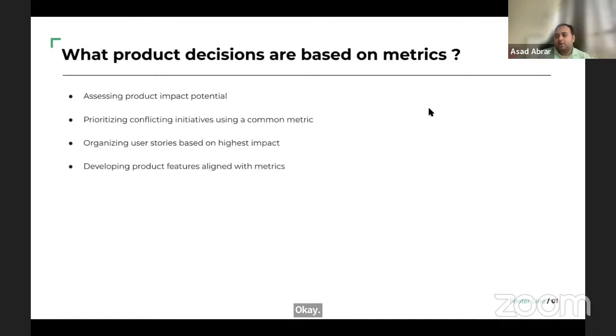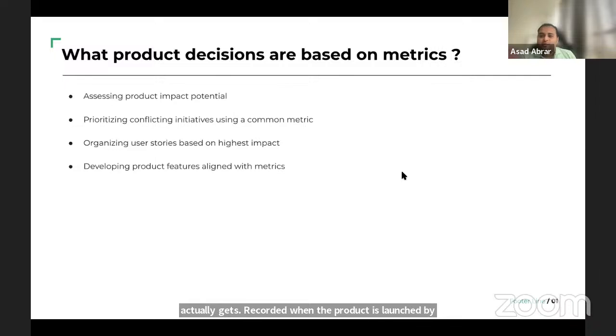Okay. So what product decisions are made based on metrics? How is CTR percentage decided and on what basis? I'll take this question. CTR percentage actually gets recorded when the product is launched, by the number of users who view or the number of users who click, taking that ratio.